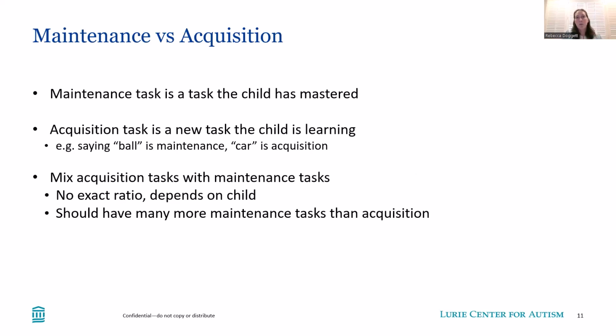All right, so we're gonna move beyond child choice to our next PRT technique, which is a little bit of a jargony one, but it's called interspersing maintenance and acquisition tasks. And this is actually just complicated words for a pretty simple idea. Basically, a maintenance task is a task or a skill that the child has already mastered. They do really well and easily. An acquisition task is something that the child is learning, that they're not yet doing consistently or completely.